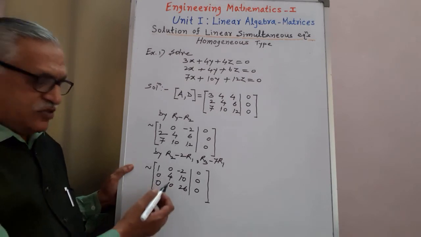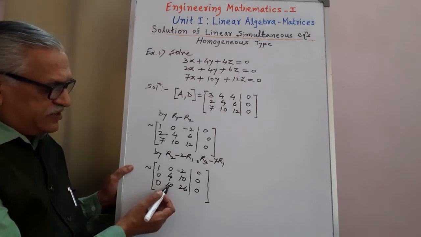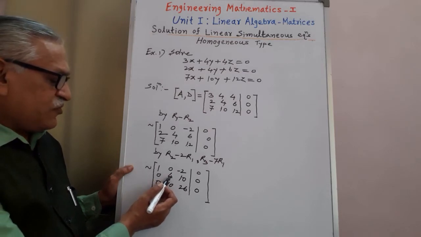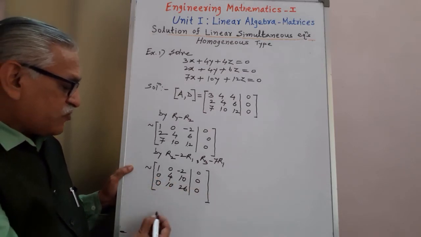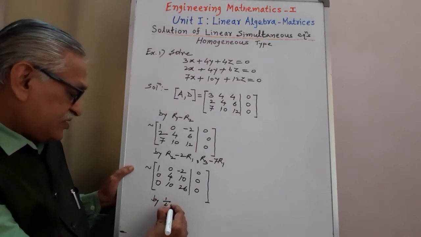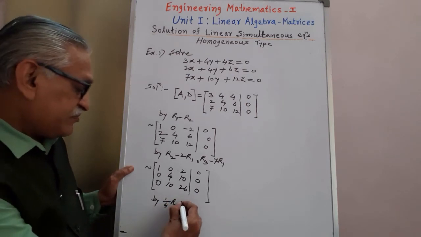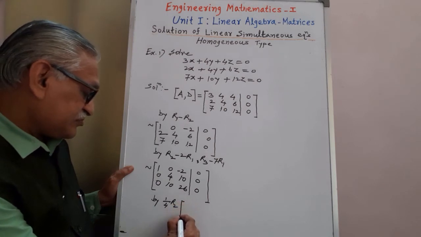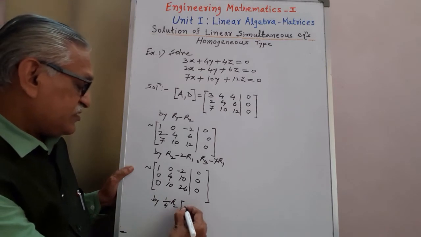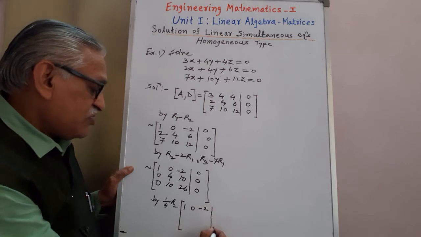Second diagonal element is 4. Non-zero, but somewhat difficult to make it 0. Therefore, we make it 1 by dividing that row by 4. Therefore, 1 by 4 times R2, we get first row no change, 1, 0, minus 2 and 0.